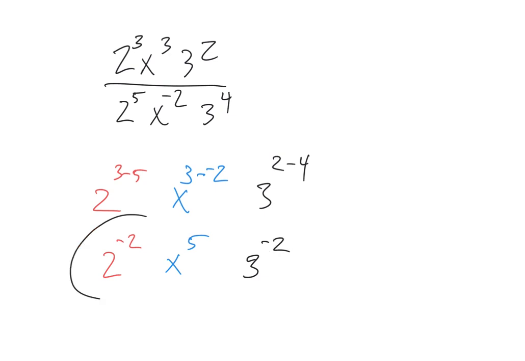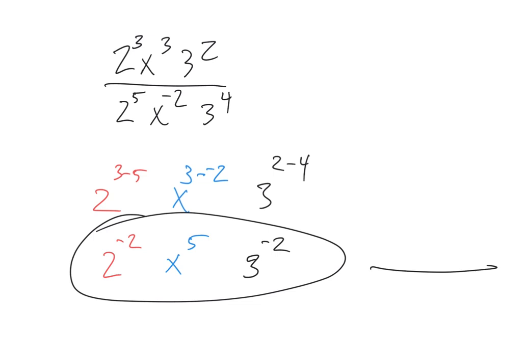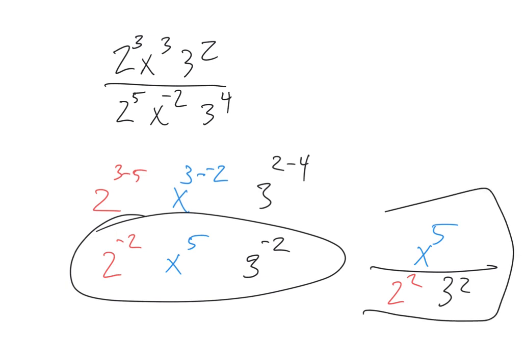So then if I take this and just think about a fraction, say, well, which one's in the numerator? Positives are in the numerator. X to the fifth is in the numerator. The negative 2 means it goes in the denominator, so it's 2 squared. And then the 3 has a negative, so it'll be 3 squared. There we go. And that'd be the final answer.